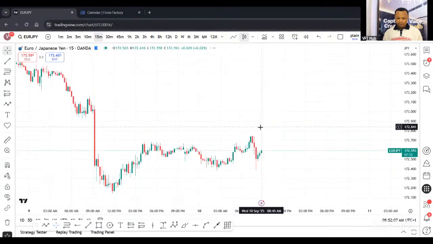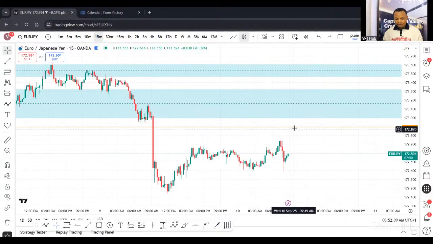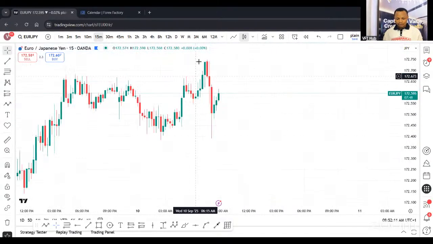Now for Euro JPY, we're expecting pretty much the same thing, only that for Euro JPY, price has already given us that break of structure that we are looking for on GBP JPY.